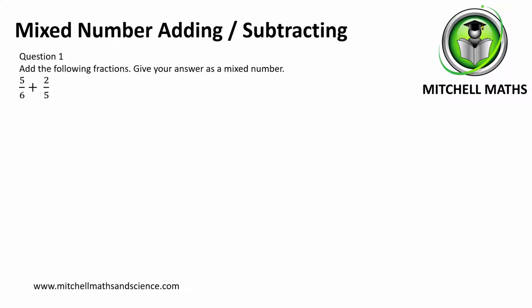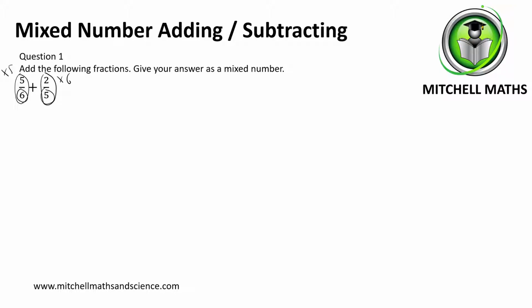What I notice immediately about 5/6 and 2/5 is that the denominators are different. And if we want to be able to add fractions, we need to make sure the denominators are the same. I need to think about what's the lowest common multiple of 6 and 5? Well, that's 30. And to make 5 6, so to make 6 30, I need to times by 5. And to make 5 30, I need to times by 6.